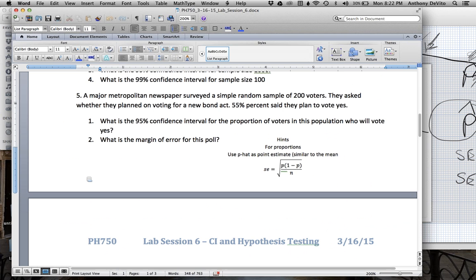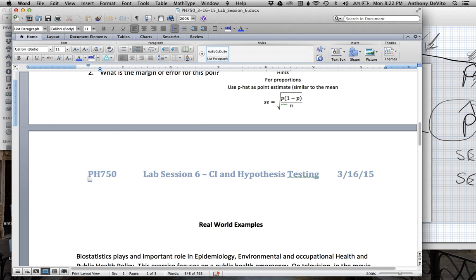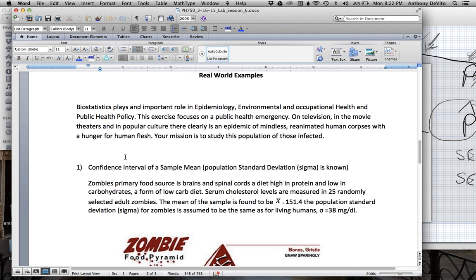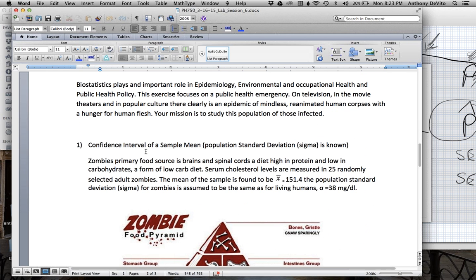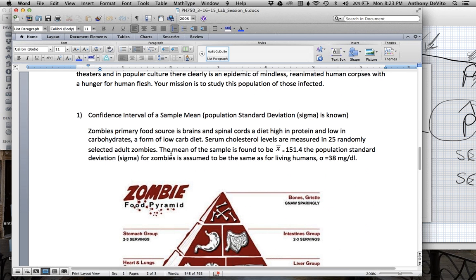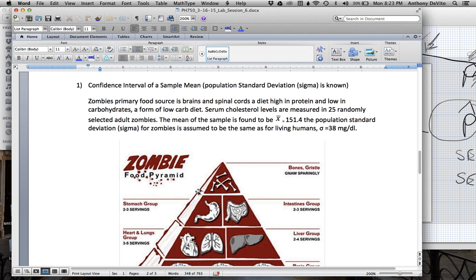Okay, so let's apply this to a real world situation, something in public health that's occurring right now that's a real problem. Now you may have noticed that there is a proliferation of zombies around, right? Zombies on TV, zombies in the movies, zombies in schools, it's everywhere. So we're going to use our confidence interval now to calculate a few things about zombies.